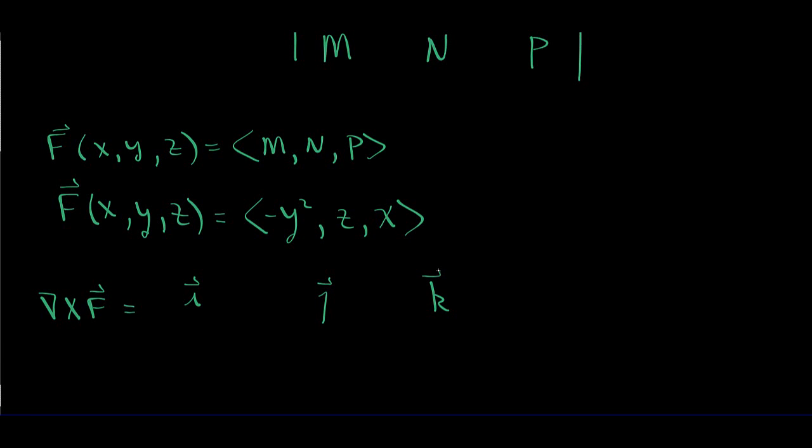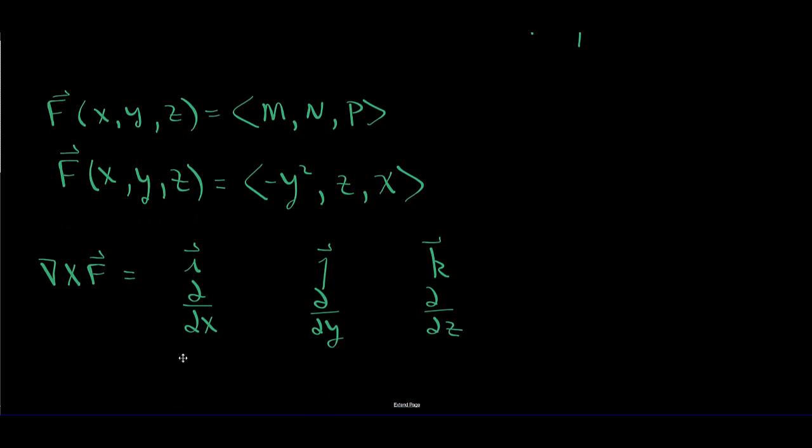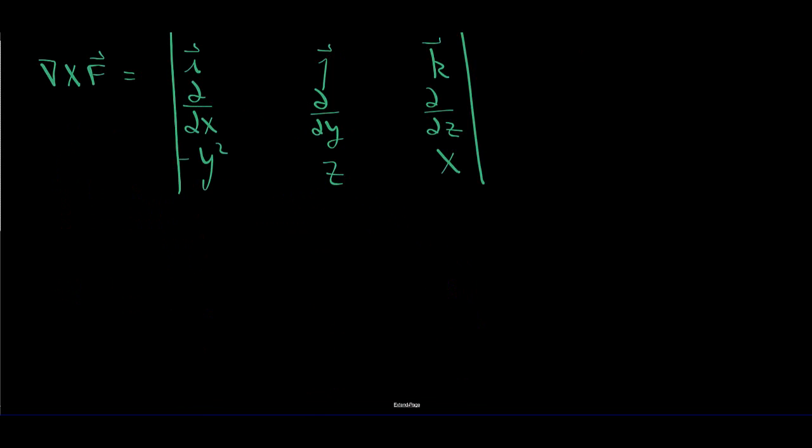And then I'm going to put partial with respect to x, partial with respect to y, partial with respect to z. And then we put these values in here: negative y squared, z, and x. This is our curl. Okay. Now let's see what this turns out to be.